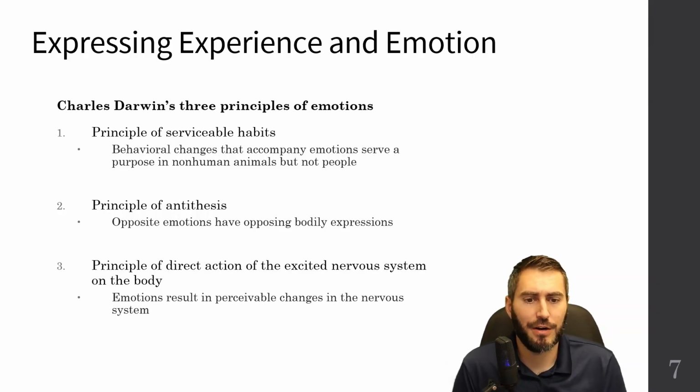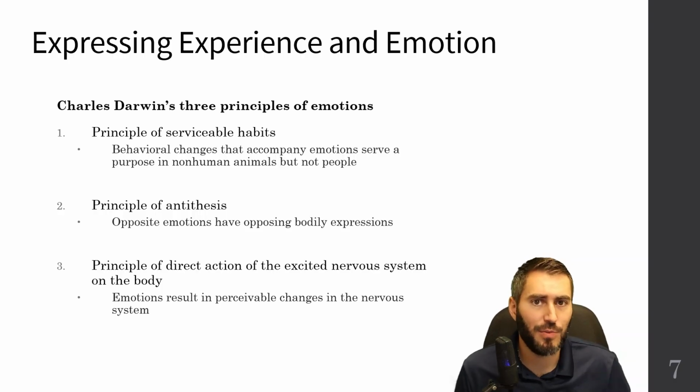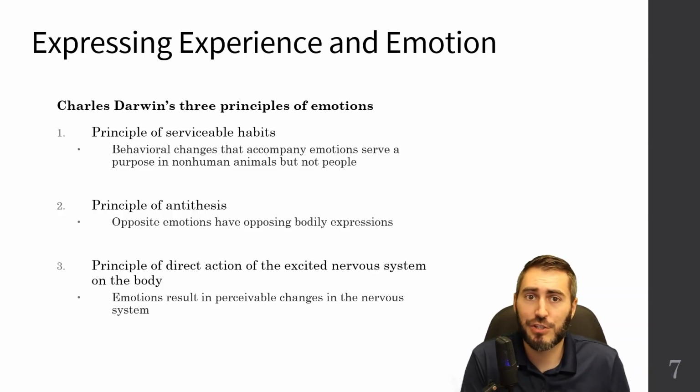And then the third one is the principle of direct action, or basically just what we've been talking about, that we see direct relationships between the nervous system and these emotional components. So when you're afraid or nervous, you might break out in a sweat or have your heart racing. But these aren't things that we're consciously choosing to do. They are just associated with this emotion from a purely biological standpoint.